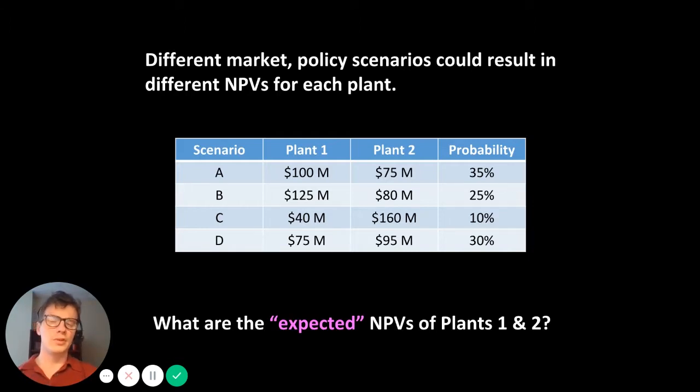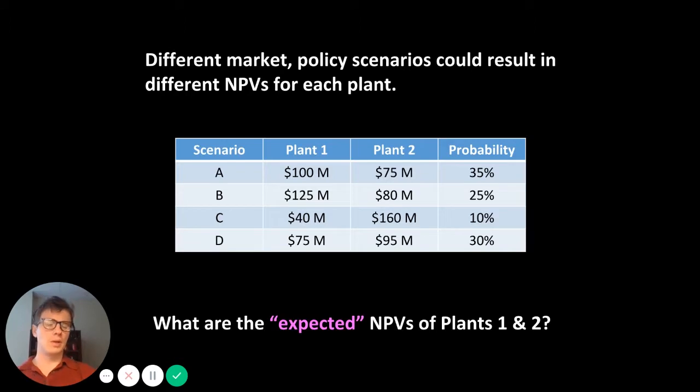What we would want to do is come up with some sort of expected value of net present value. So for plant 1, for example, there's a 35% probability that the net present value is going to be $100 million. There's a 25% probability that the net present value is going to be $125 million. There's a 10% probability that it's going to be $40 million. And there's a 30% probability that it's going to be $75 million.